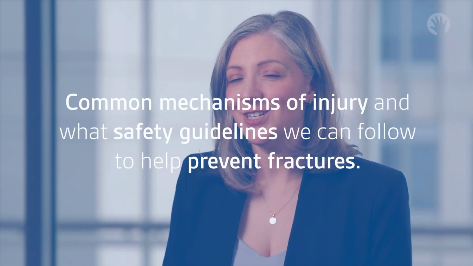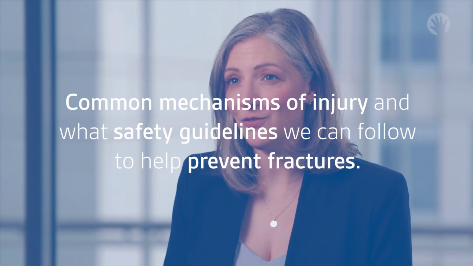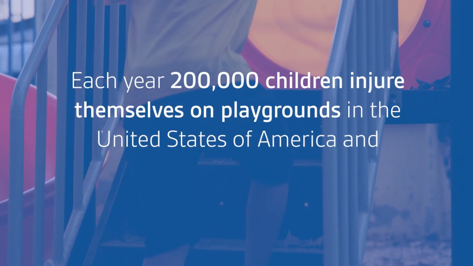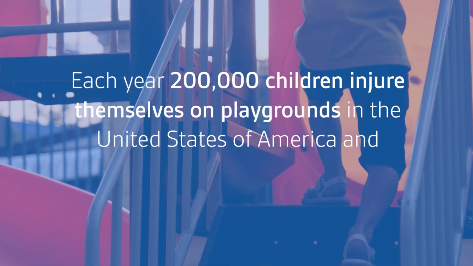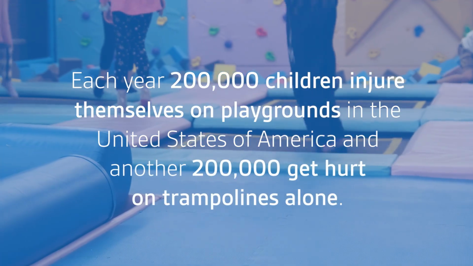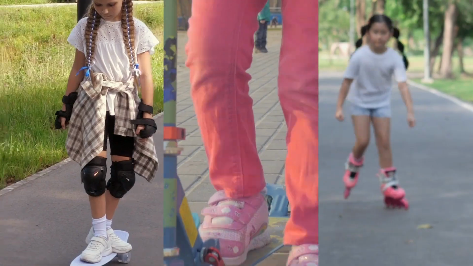Let's turn our attention to common mechanisms of injury and what safety guidelines we can follow to help prevent fractures. Each year, 200,000 children injure themselves on playgrounds in the United States of America, and another 200,000 get hurt on trampolines alone. Additionally, more than 176,000 children ages 5 to 14 are treated each year in hospital emergency rooms for injuries related to skateboards, scooters, and skates.